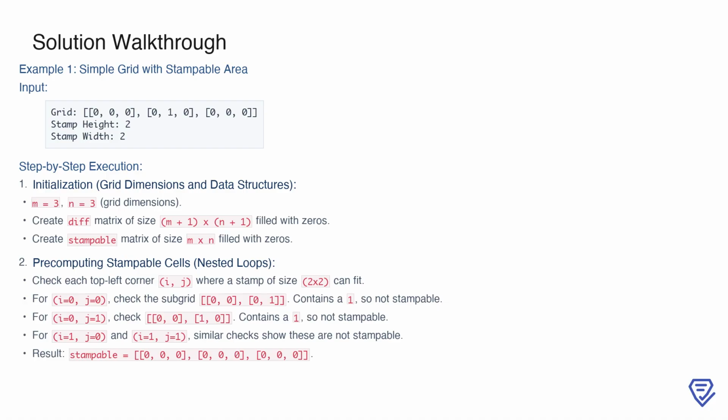Next, we pre-compute the stampable cells by iterating through possible top left corners of the stamp, checking if a stamp of size 2x2 can fit without overlapping a 1. For the given grid, none of the subgrids, such as 0, 0, 0, 1, or 0, 0, 1, 0, are fully 0. As a result, no positions are valid for stamping, leaving the stampable matrix filled with zeros.